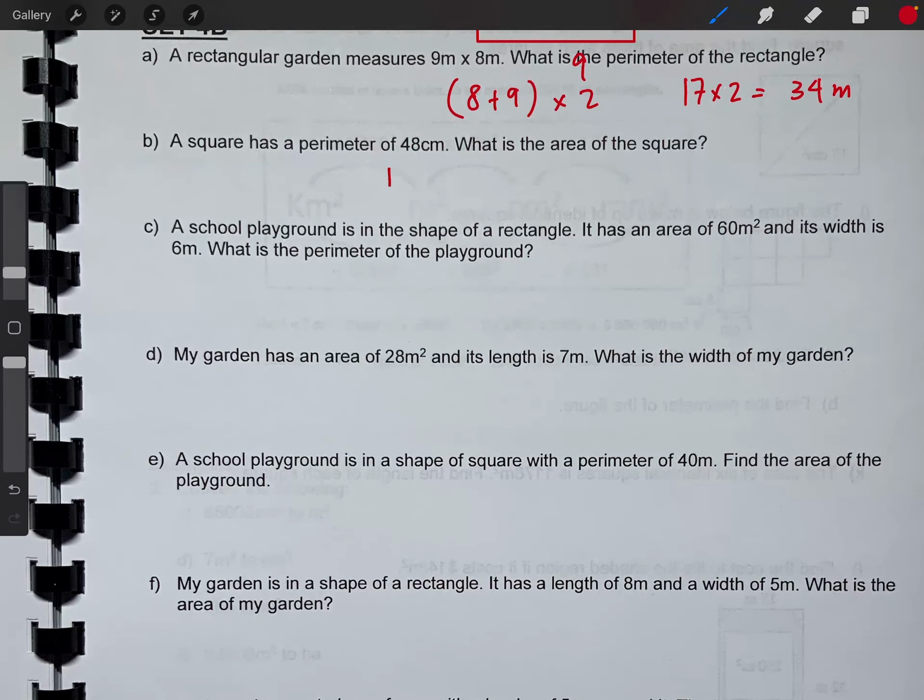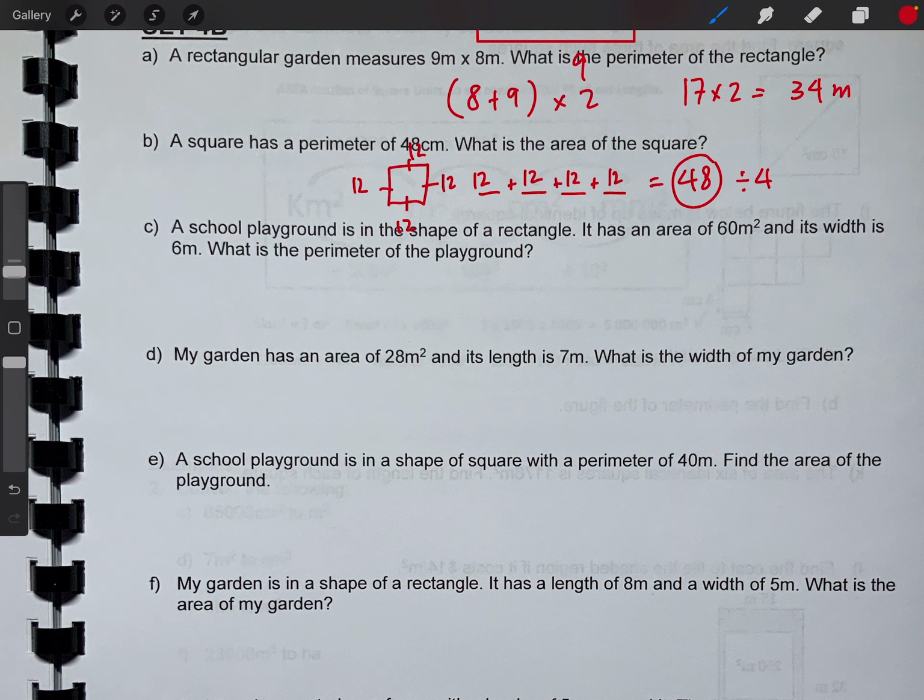A square has a perimeter of 48. So that means 4 numbers exactly the same add together to give you 48. So what's each number? What's the area of the square? To find the area of the square, we must find the length of each side. So you do 48 divided by 4 to give you the length of each side. That's going to equal 12. So 12 plus 12 plus 12 plus 12 will give you 48. So the side length is 12 each.